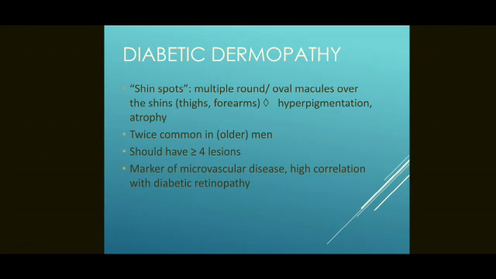Coming to the vascular manifestations, the most common is diabetic dermopathy. This is also known as shin spots. These are multiple round oval pigmented macules over the shins, especially, and also on the thighs and forearms, associated with hyperpigmentation and atrophy. It is more common in men compared to females. They should have more than 4 lesions to say it is diabetic dermopathy. It's a marker of microvascular disease and has a high correlation with diabetic retinopathy.